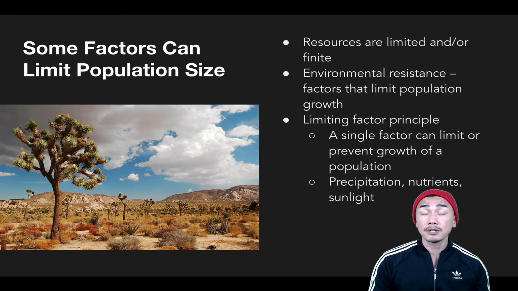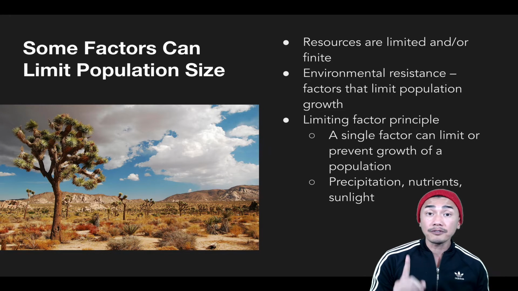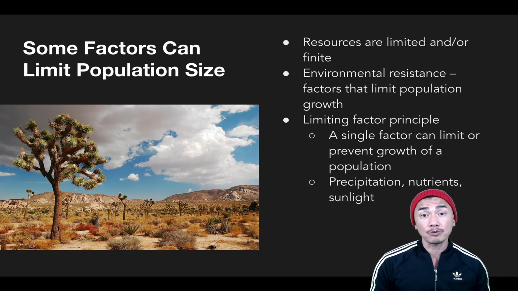Resources in nature tend to be limited or finite in quantity. As a result, the environment will only allow a population to grow so big. Environmental resistance are the factors that limit population growth. Typically, one factor will limit population growth over all other factors. This is called the limiting factor principle. And in nature, it tends to be things like precipitation, nutrients, and sunlight.